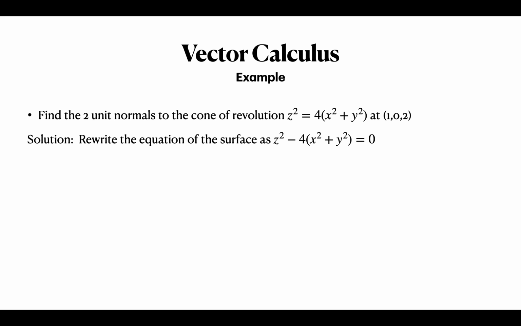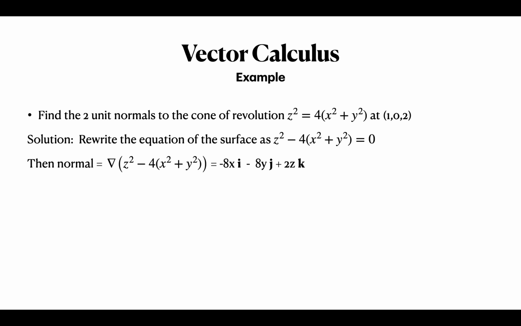And then all I do, folks, is forget about the equals 0 bit, and get the gradient of z squared minus 4x squared plus y squared, because I know that gives me the normal, because I told you that it does. So when I get the gradient of z squared minus 4x squared plus y squared, I differentiate with respect to x, I get minus 8x along i. When I differentiate with respect to y, I get minus 8y along j. And when I differentiate with respect to z, I get 2z along k.